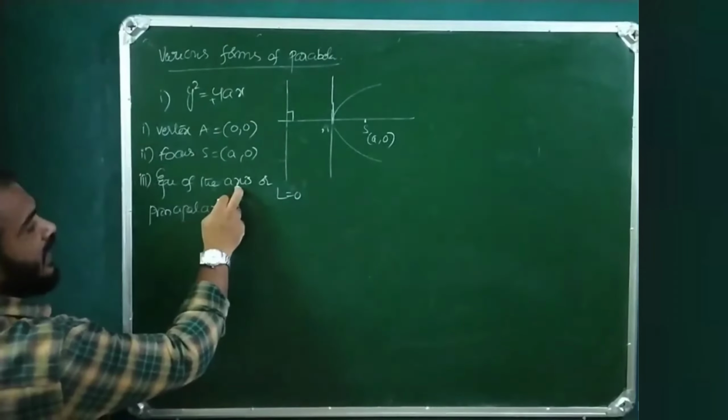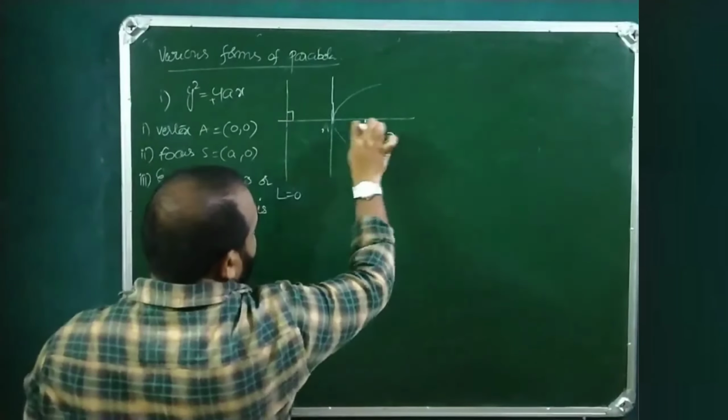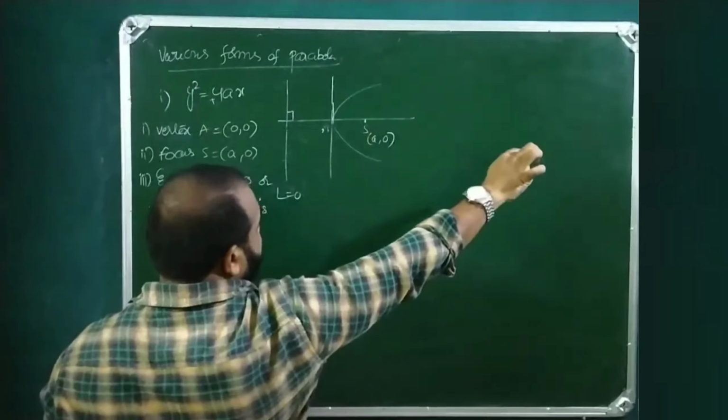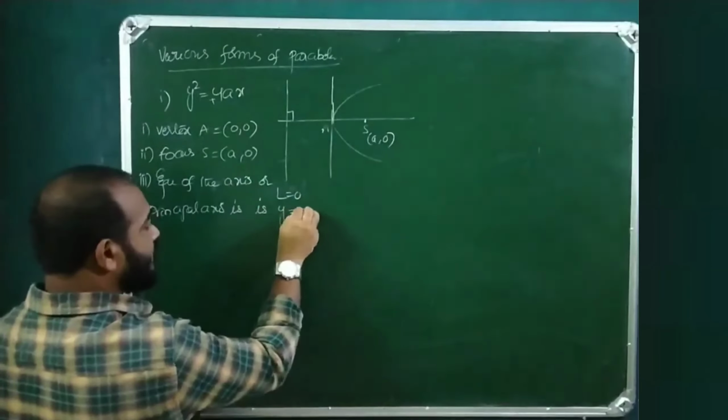So the equation of the axis, or principal axis, is, this is the x-axis. What is the equation of the x-axis? y equals to 0.